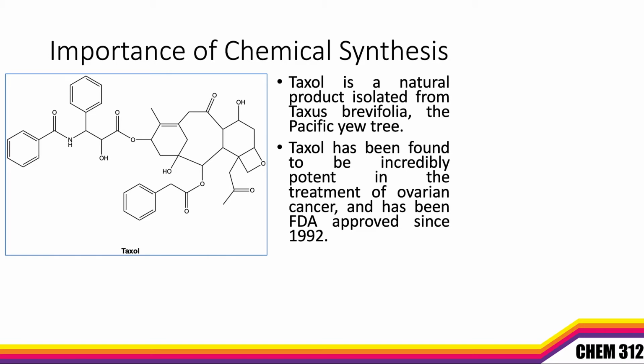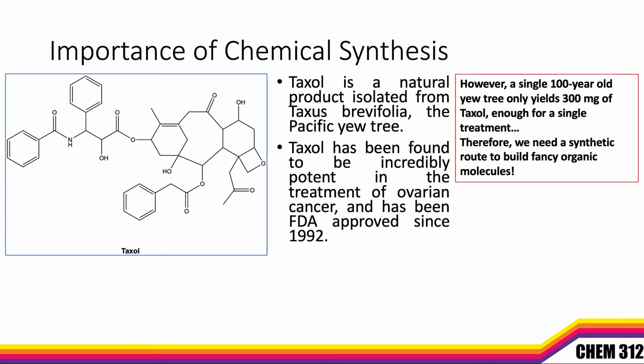Now, what does this have to do with chemical synthesis? Well, as it turns out, this is a great treatment for treating cancer, and yet the Pacific yew tree itself, if we were going to harvest a 100-year-old Pacific yew tree, we would get about 300 milligrams of Taxol. And that's about enough for a single treatment. So this really, in my mind, highlights why we need careful synthetic methods, right?